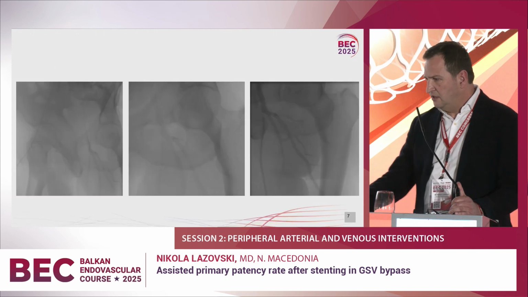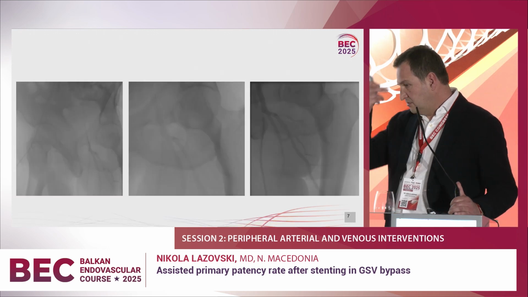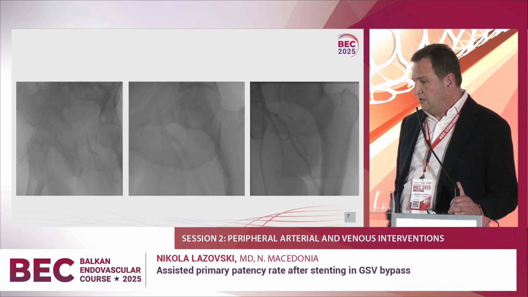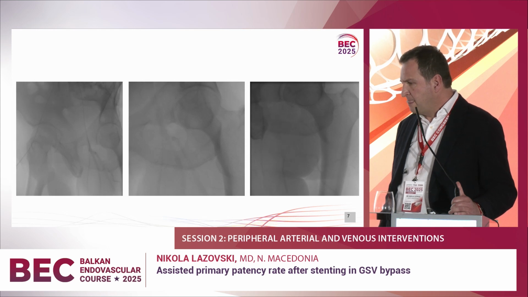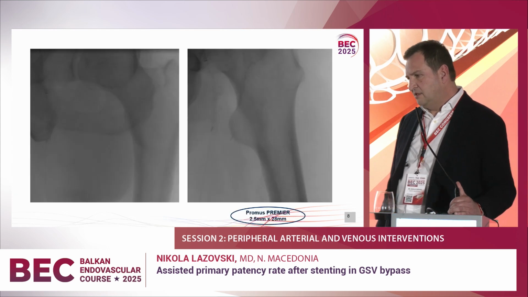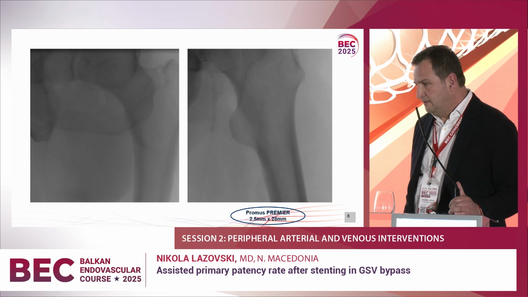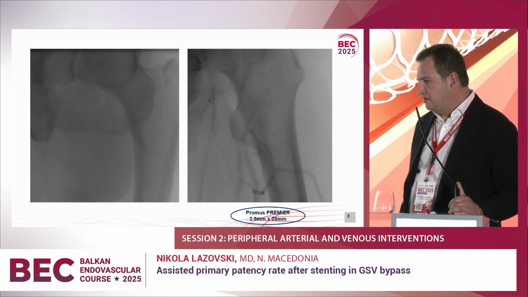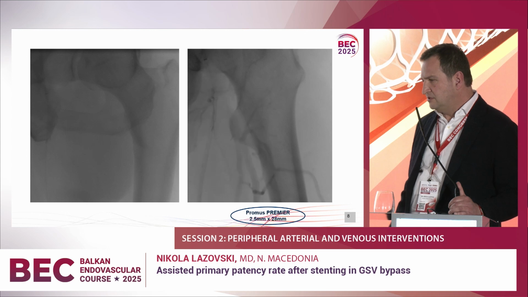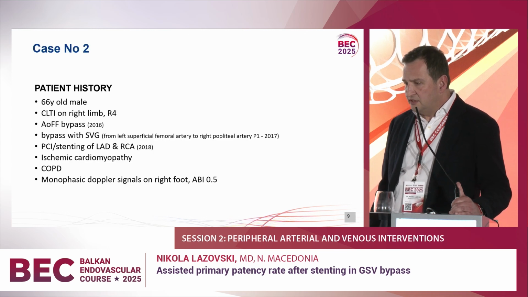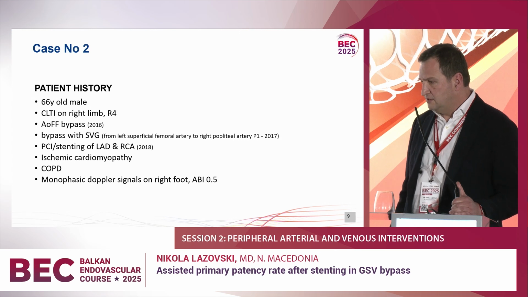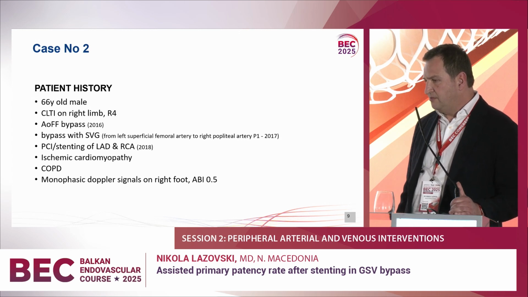We tried to manage it in an endovascular way with the crossover maneuver. We came to the anastomosis and put a 0.14 wire and did ballooning, but after ballooning there was a recoil, and then we decided to put a Promus Premier below-the-knee stent. This is an everolimus stent with a great result. It's a drug-eluting stent.